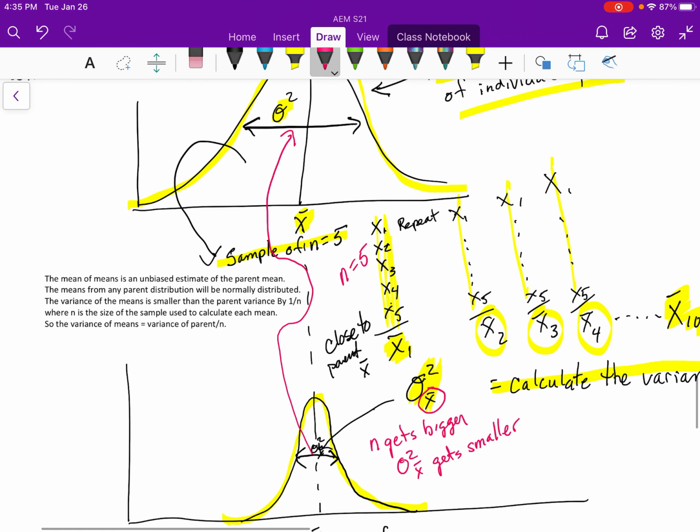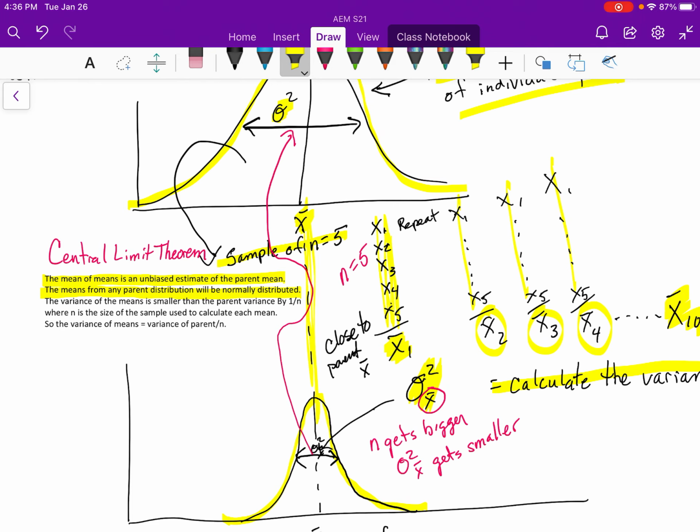It says, and this is actually the fundamentals of a thing called the central limit theorem, which we will be exploring in 2 weeks from now. The central limit theorem says that when you take samples from a parent distribution and you calculate their mean and you find the mean of means, the mean of means is an unbiased estimate of the parent mean, which is why I have put it on exactly the same location as the parent mean on the graph. We also know that the means from any parent distribution will be normally distributed.